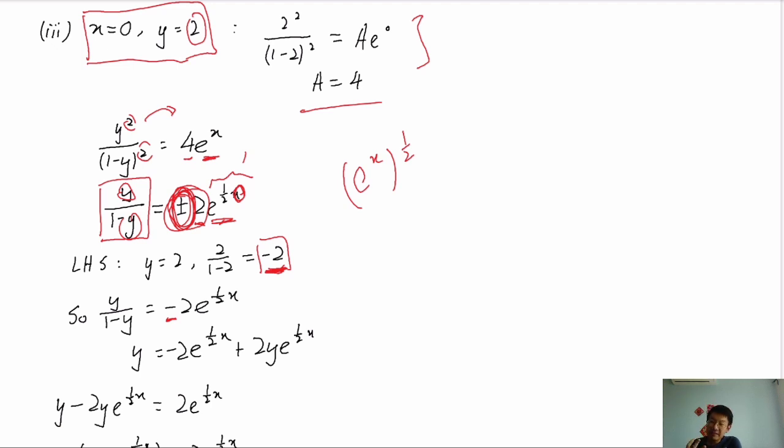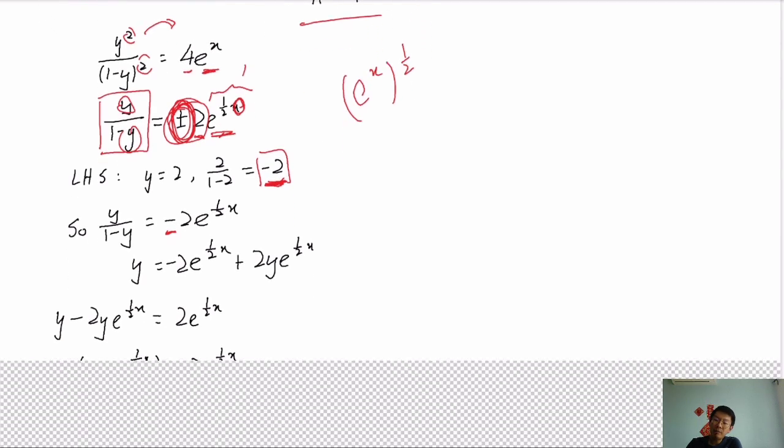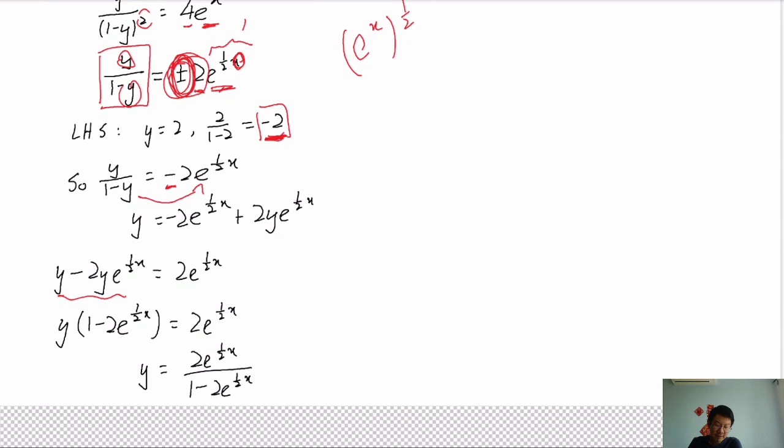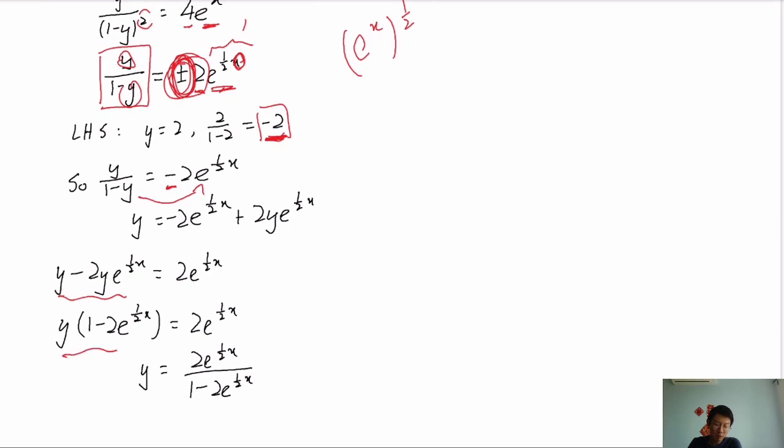After we confirm that this is negative, just be careful on this one. Then we just have to express y in terms of x. Basically, multiply out the 1 minus y, collect the y terms together, factorize the y, and then move the rest over to make y the subject. The steps that follow are not difficult to do. So we have to be really careful on this one.